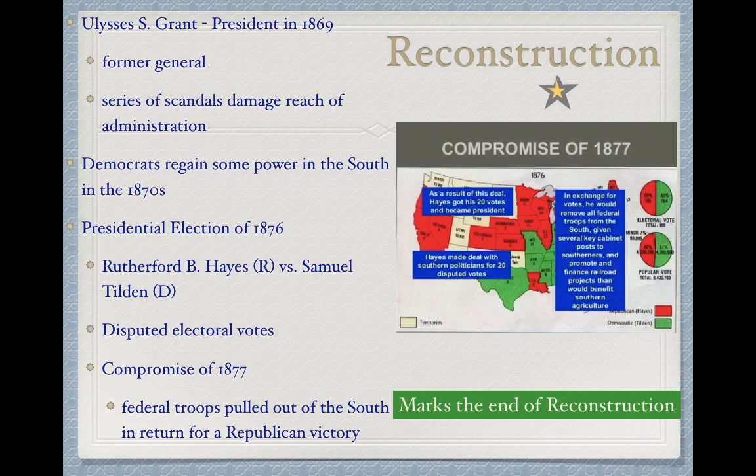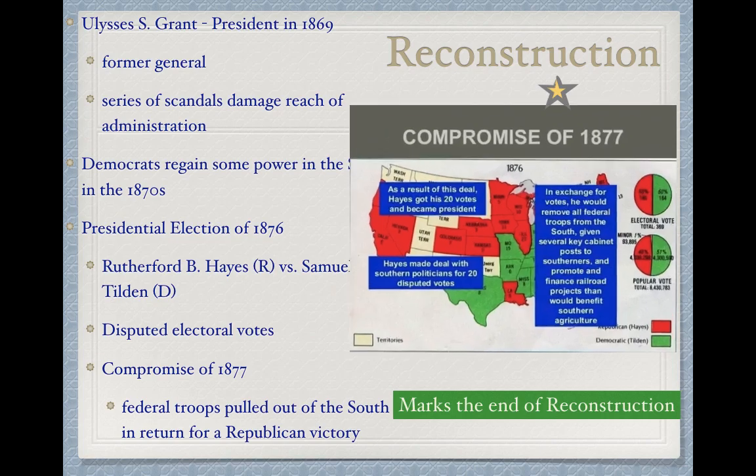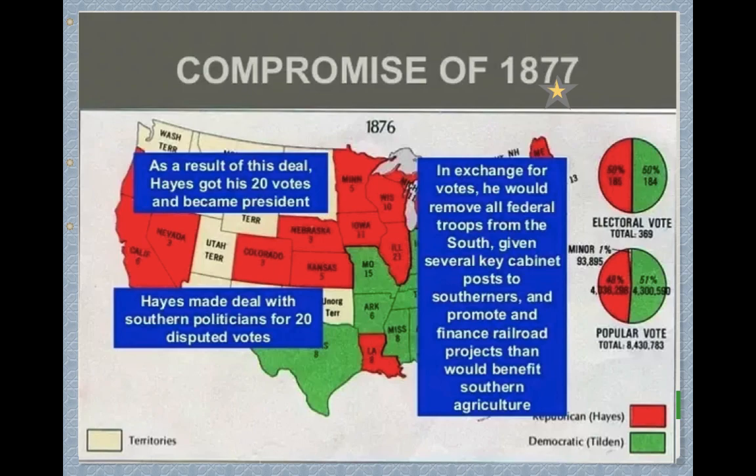and this is what is going to end Reconstruction. In return for troops leaving the South, Southerners in the Congress agreed to throw their vote in for Rutherford B. Hayes, and he ultimately wins. So not every vote is going to be decided by even the Electoral College. Sometimes there's such a tie that it has to go to Congress. So this is where the compromise is. The congressmen say, we will vote for Hayes if you agree to pull troops out of the South. So this is the end of Reconstruction, 1877.